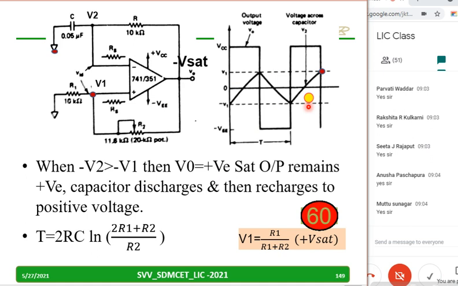So this will continue, and V1 voltage is given by R1 by R1 plus R2 into Vsat, and the time period of one cycle is given by 2RC ln of (2R1 plus R2) by R2. Copy down this, and I'll wait for you to copy.